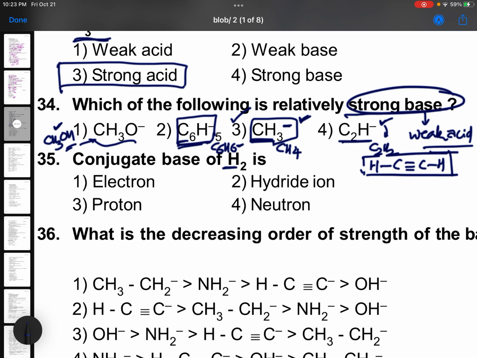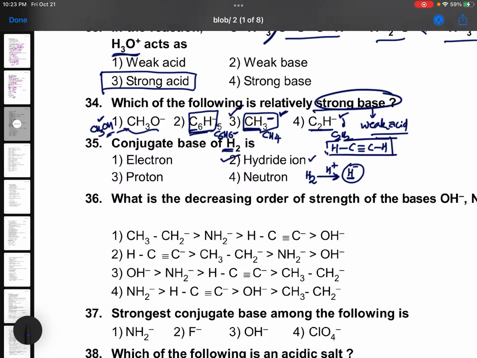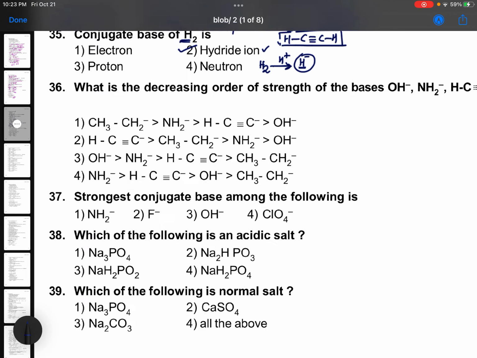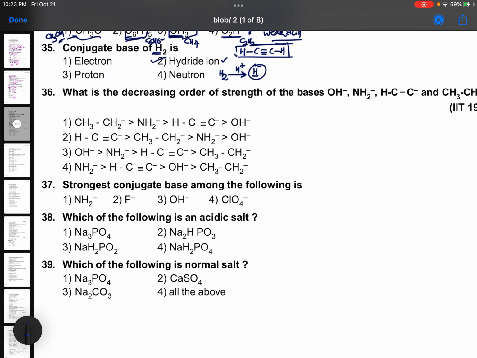Conjugate base of H2: from H2, you remove one H plus, so what remains is H minus. Simple. From H2, you removed H plus, so remaining is H minus, hydride ion. What is the decreasing order of strength of the bases?